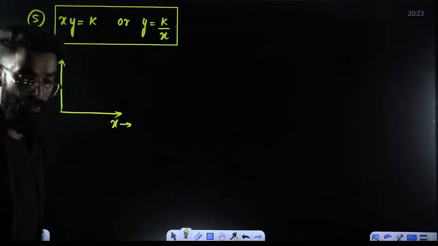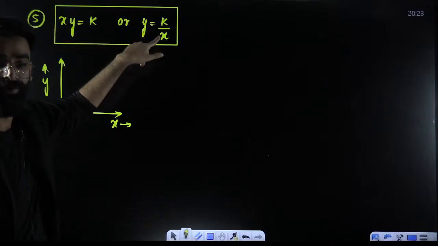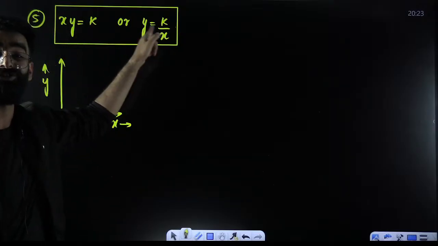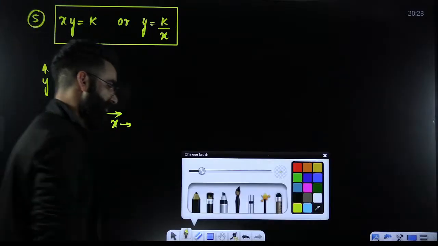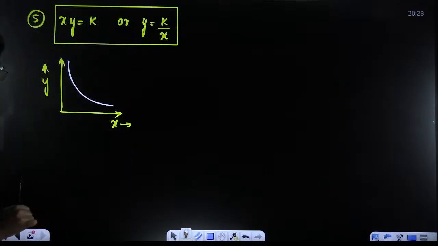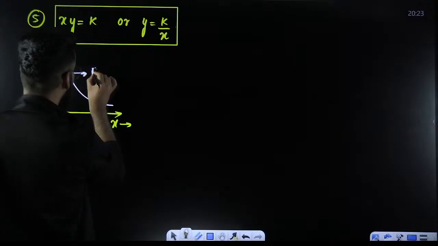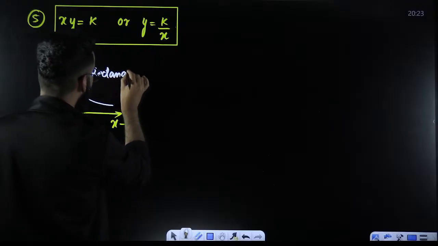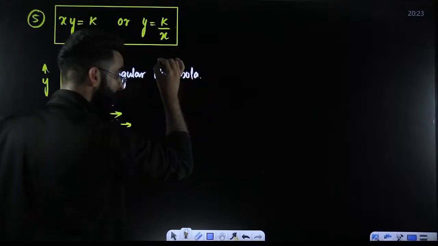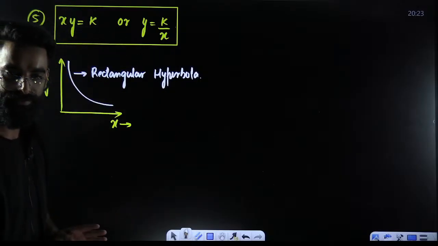Remember, my dear students, whenever you need to plot a graph between two variables which are inversely proportional to each other, over here x and y are inversely proportional, the nature of the curve is going to be a rectangular hyperbola. It neither touches the y-axis nor the x-axis. This is what you call a rectangular hyperbola. Frequently, you will be using this graph in chemistry as well. Perfect, people.